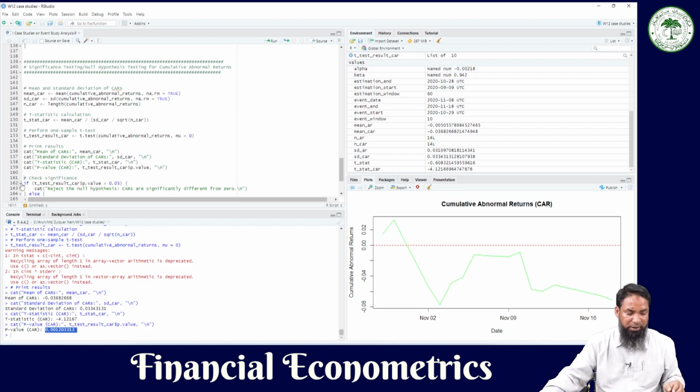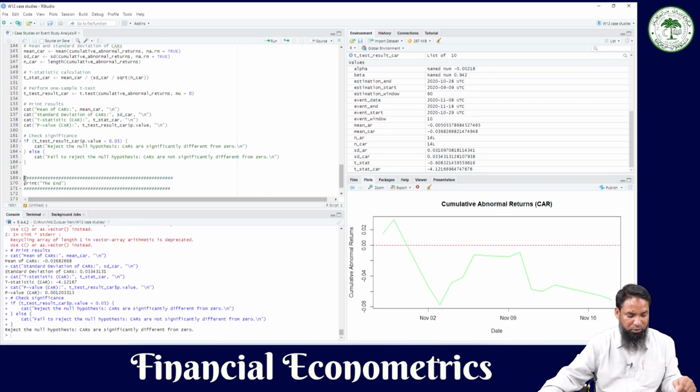So let us check it again here. Reject the null hypothesis. That means cumulative abnormal returns are significantly different from zero. That means though the abnormal return does not show a significant effect, while calculating the cumulative abnormal returns, the event has a significant effect on the returns. So that is the first case study we have done, where we have seen the effect of the announcement of the merger of Reliance Industries on the stock of Reliance Industries.